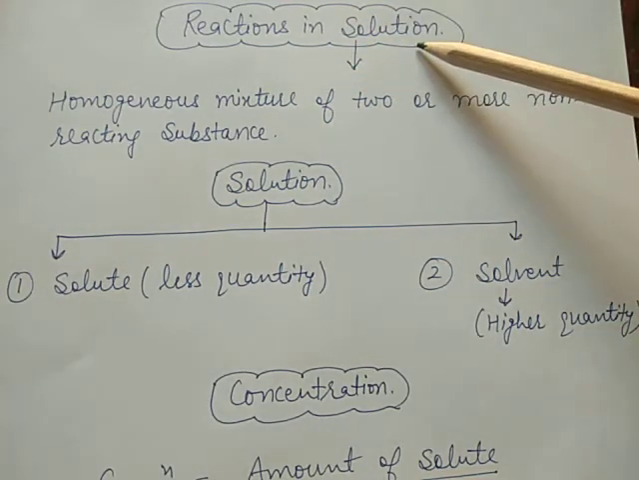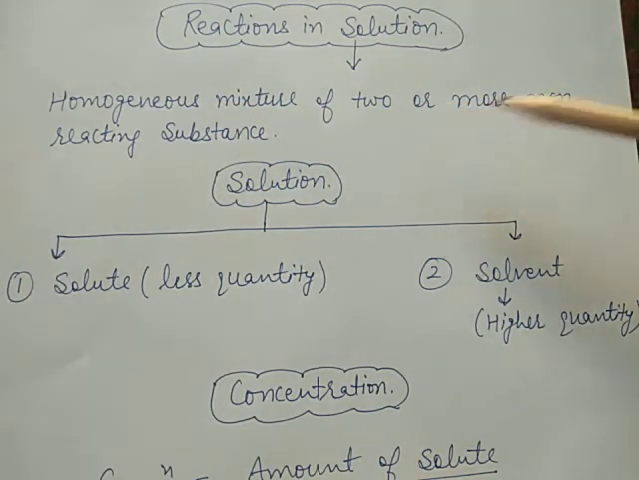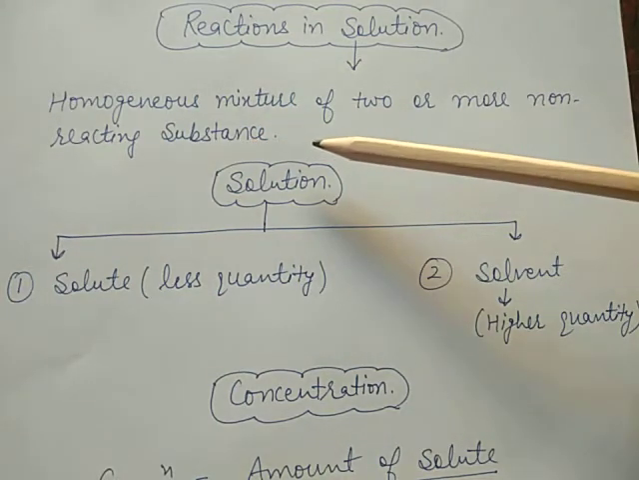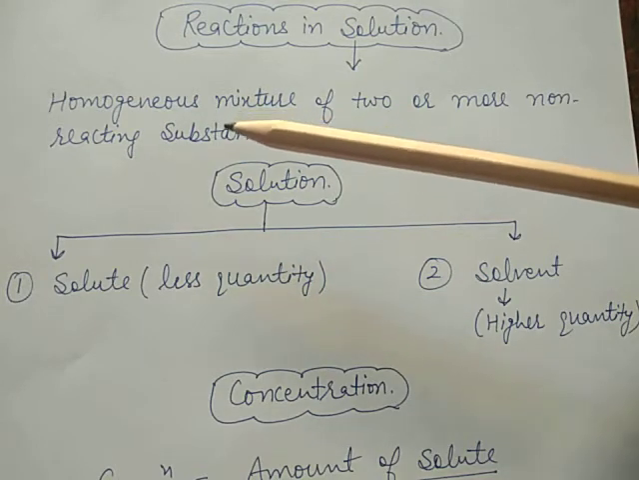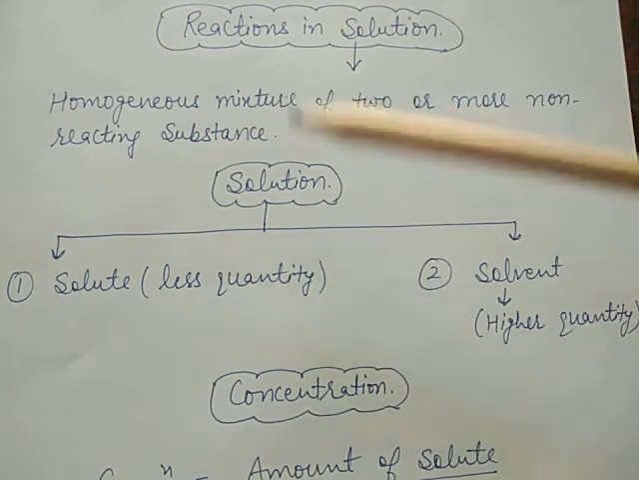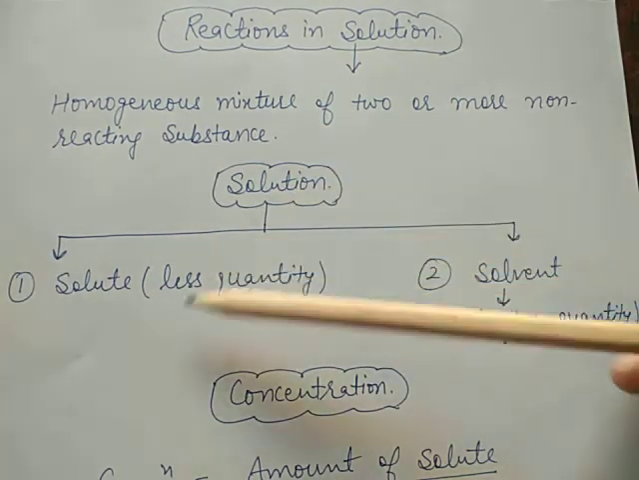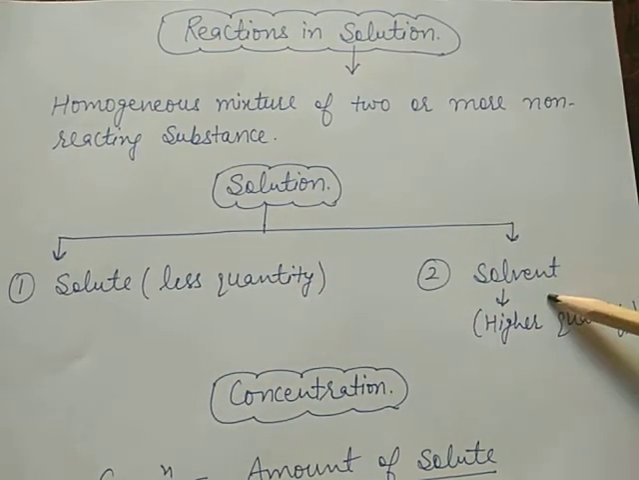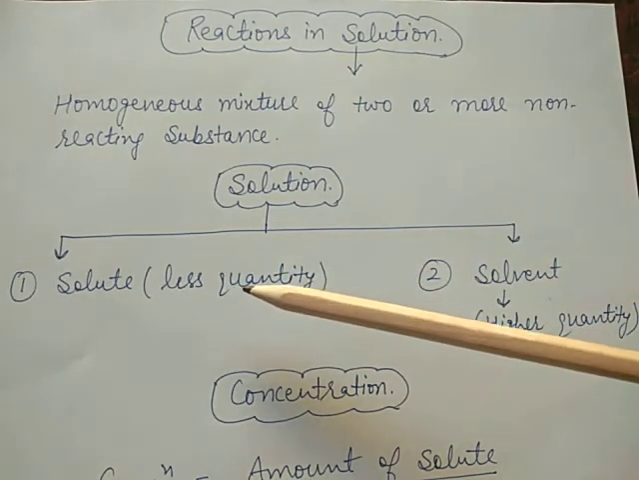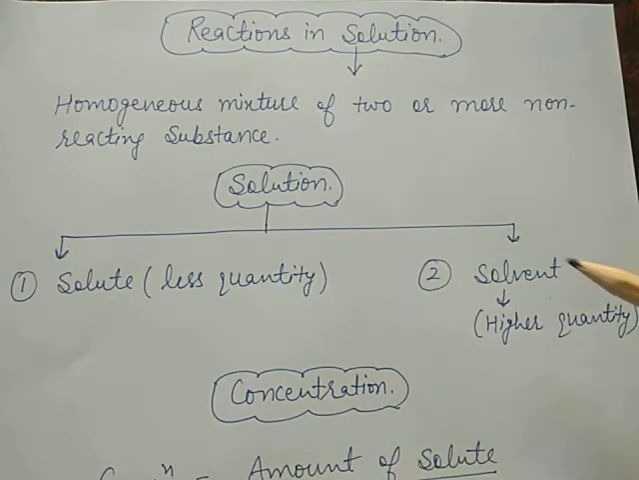What do you mean by solution? Solution is a homogeneous mixture of two or more non-reacting substances. Homogeneous means the mixture whose composition is uniform. Solution has two components. First is solute, second is solvent. Solutes are those components which are present in less quantity. Solvents are present in higher quantity.